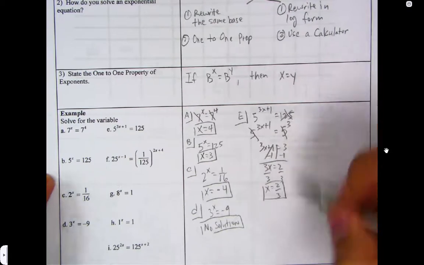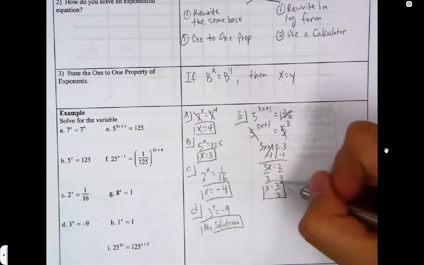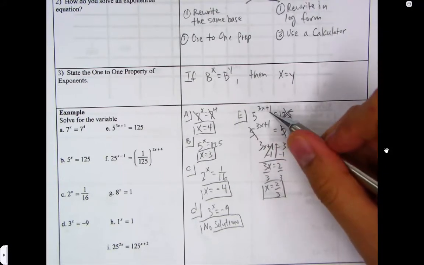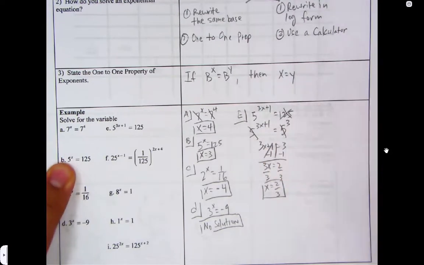That means if I plug in 2 over 3 into the x here, let's go ahead and do that. 3 times 2 is 6. Divided by 3 is 2. Plus 1 is 3. So 5 to the third is equal to 125.